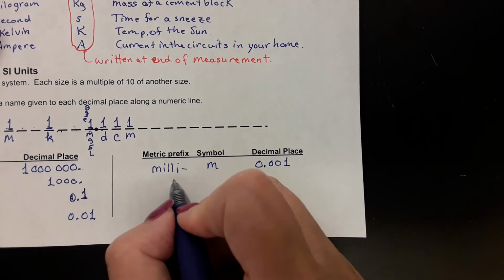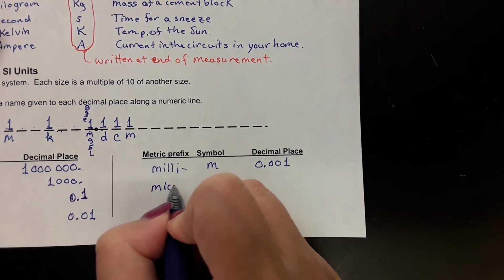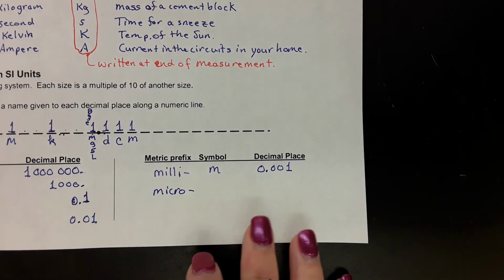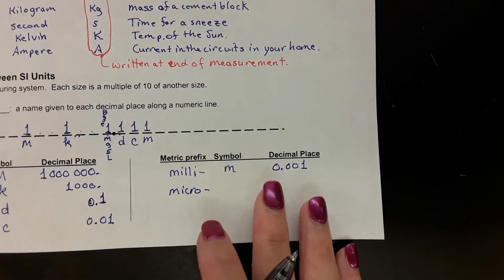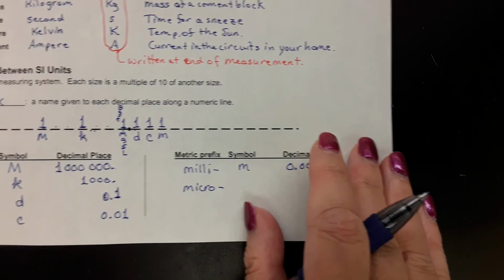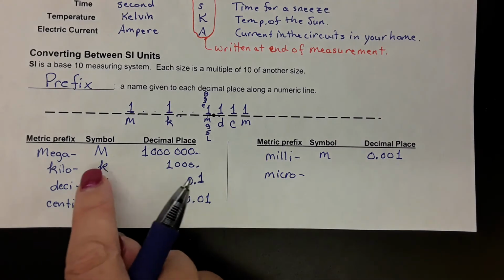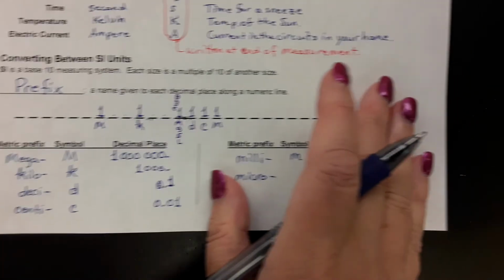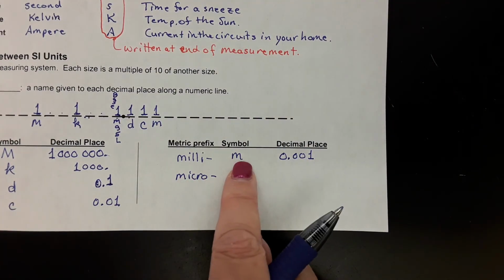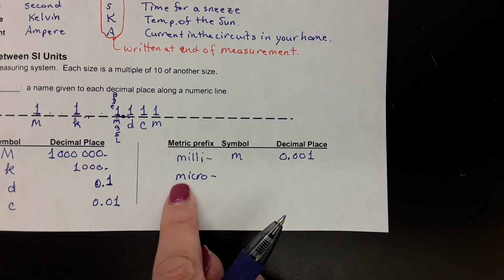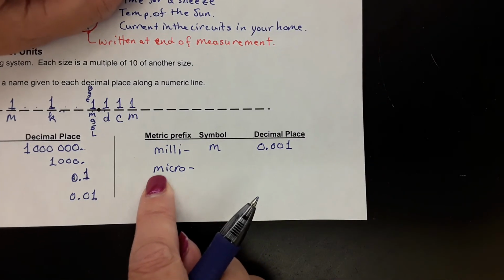Okay? Let's look at the next one, micro. Okay, now we're going to get real small. But before we show how small we're going to get now, we got a little problem. Okay? Mega, capital M. Milli, small m. Uh-oh, what are we going to do with the micro? We've already used big M and little m. What are we going to use for this?